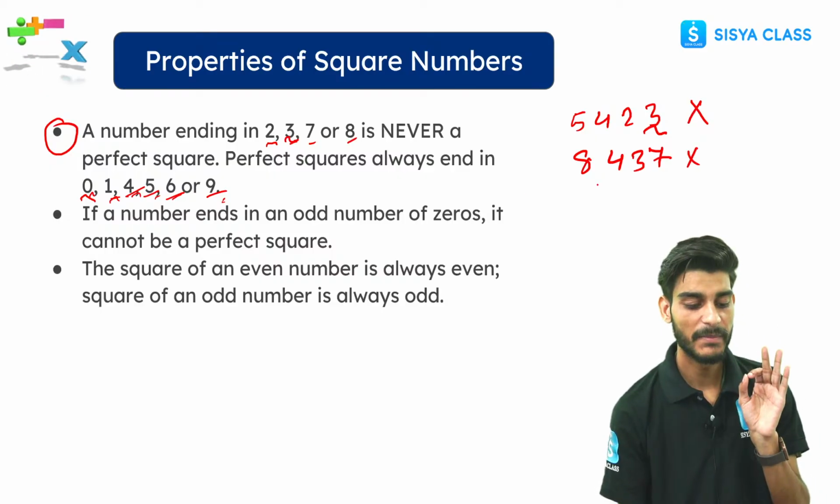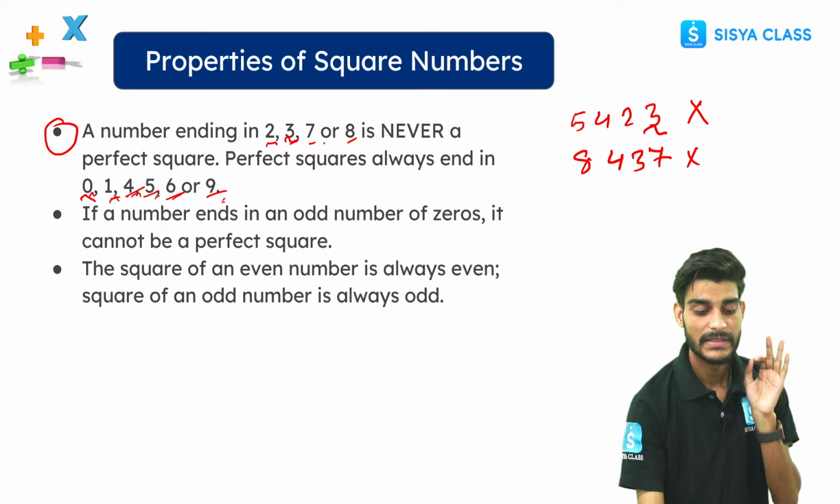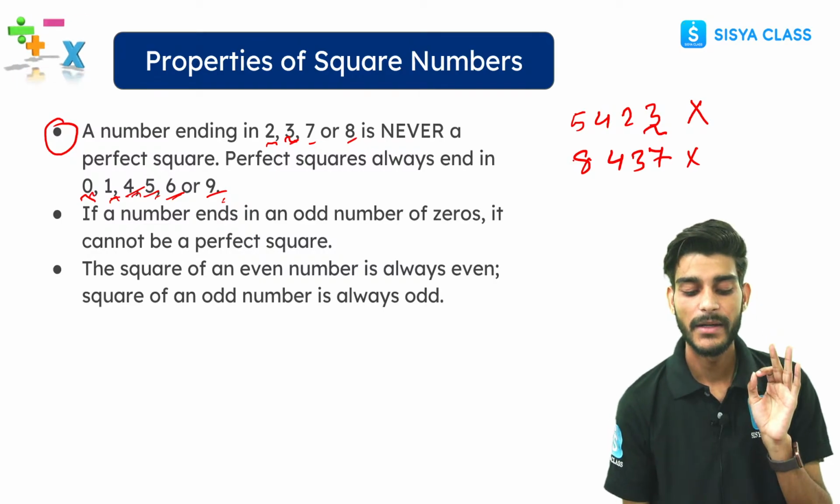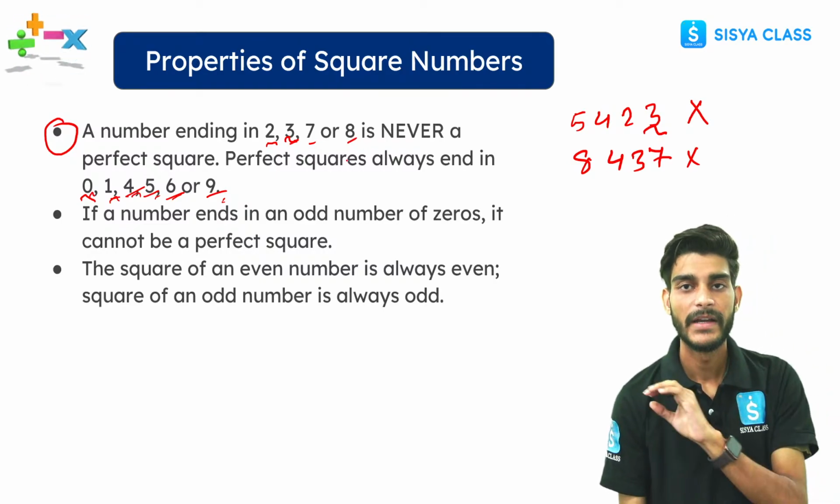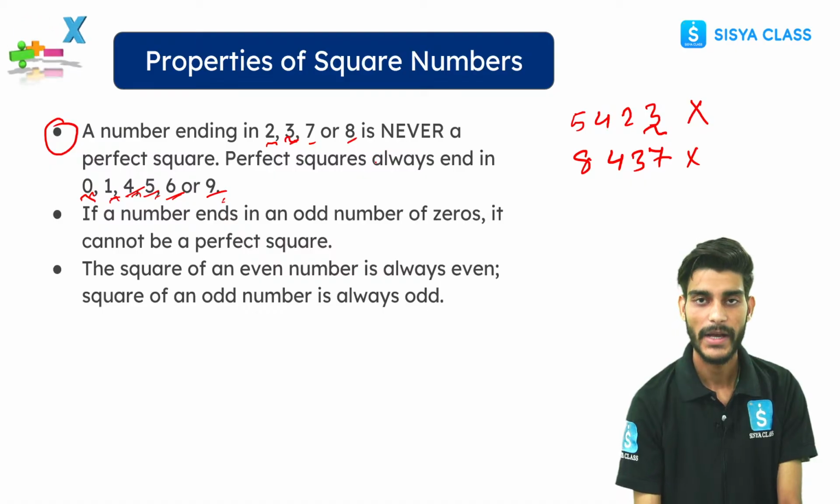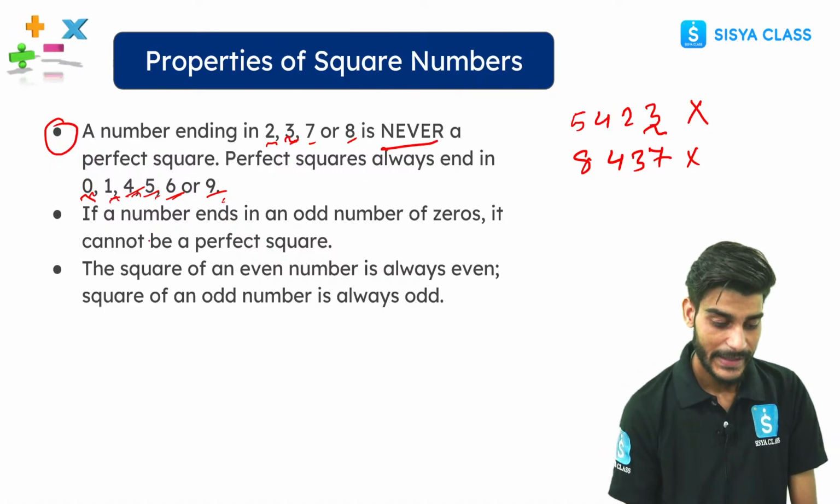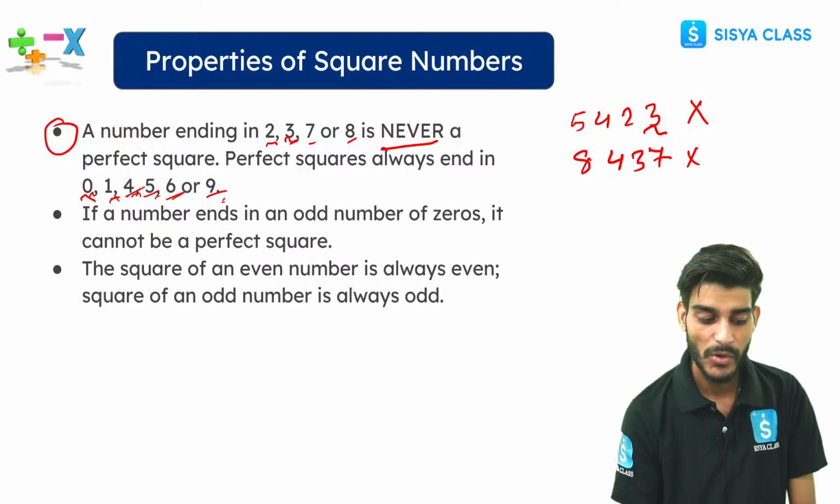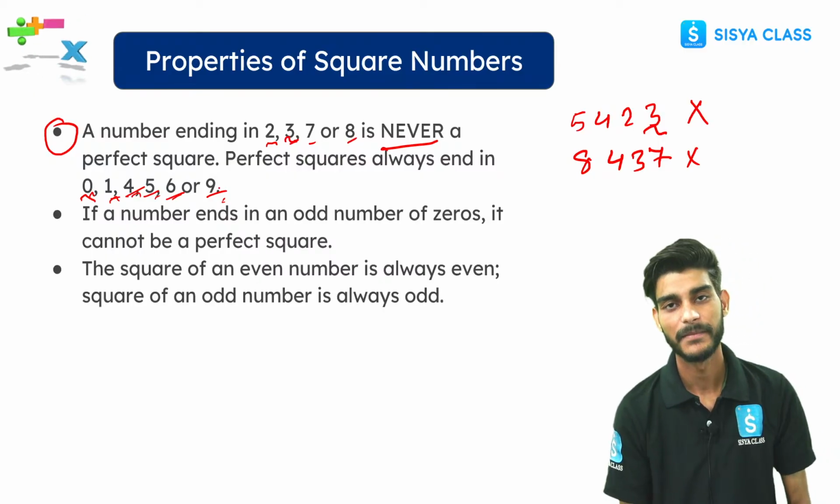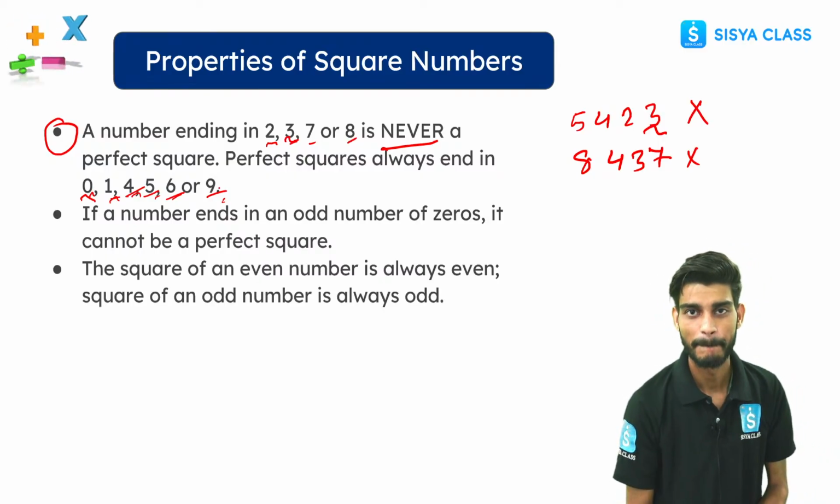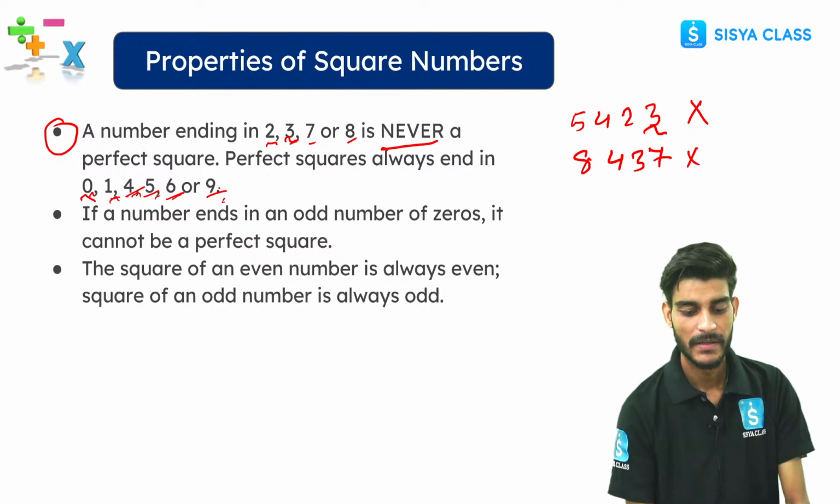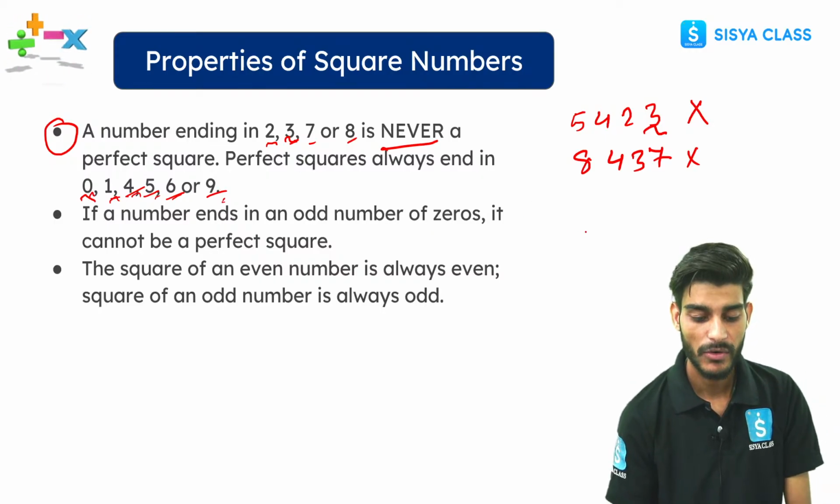So just remember 2, 3, 7 or 8. If any number ends with these digits, it will never be a perfect square. Clear? It will never be a perfect square. But if a number ends with 0, 1, 4, 5, 6 or 9, will it be a perfect square? Think. The answer is may or may not be.